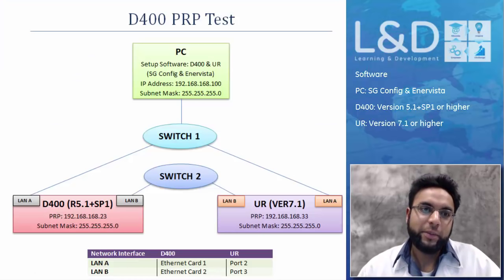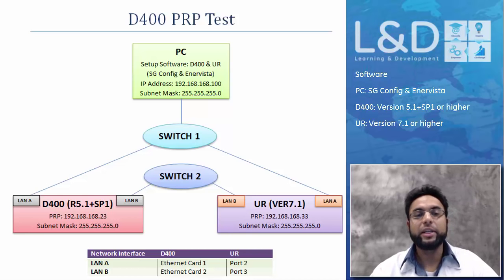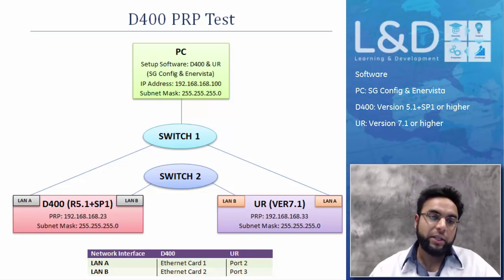The list of equipment that we need for the PRP test is shown in this diagram. There is a D400 with the latest release 5.1 plus service pack 1, and then you have the UR with release 7.1 or higher. Any release that supports PRP can be used. On the D400, LAN A, which is Ethernet card 1, would be connected to switch 1, and LAN B of the D400 would be connected to switch 2.